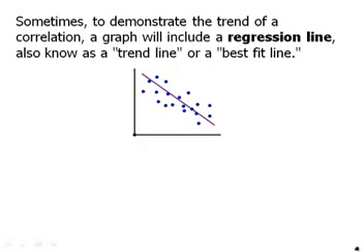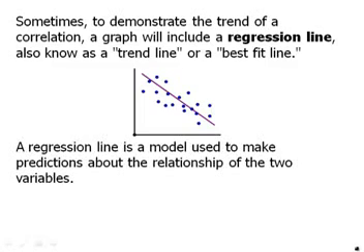Sometimes to demonstrate the trend of a correlation, a graph will include something called a regression line, also known as a trend line or a best fit line, and this shows the general trend abstracted into a single line. So you can see sort of the core pattern. A regression line is a model used to make predictions about the relationship of the two variables. So for example, if we picked this value of x and we wanted to predict what we would expect for the value of y, we'd expect something that was on the line. Now, with random fluctuations, it might be slightly higher, slightly lower than the line, but on average, we'd expect it to lie on the line.